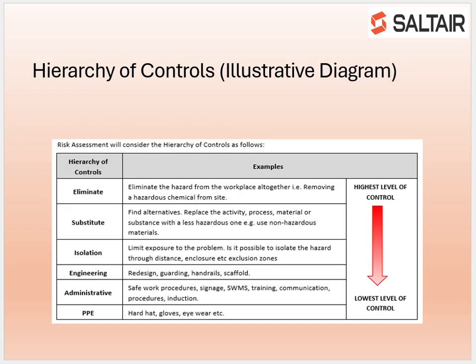The hierarchy of controls includes elimination, substitution, engineering controls, administrative controls, and personal protective equipment. Elimination removes the hazard entirely, while PPE is used as the last line of defence when other controls cannot fully mitigate the risk at hand.